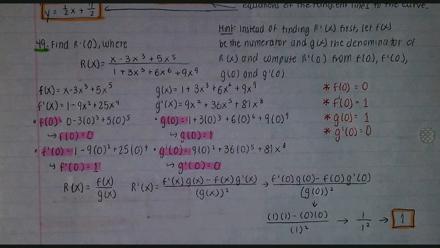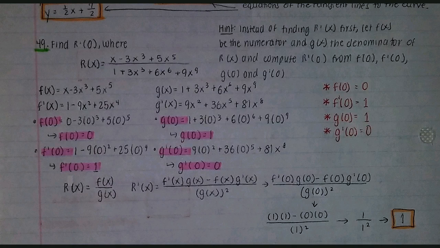So f prime of x times g of x minus f of x times g prime of x over g of x squared. And from there I plugged in f prime of 0 times g of 0 minus f of 0 times g prime of 0 over g of 0 squared. And I got a simplified solution of 1.